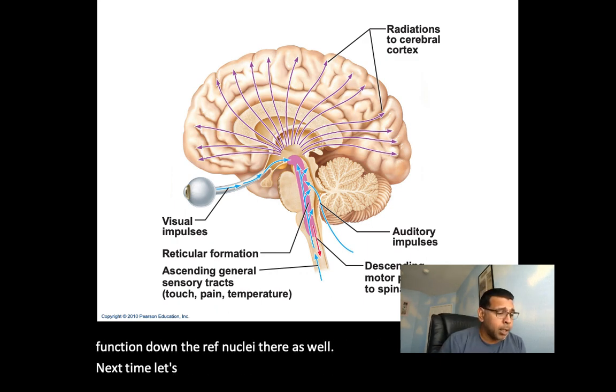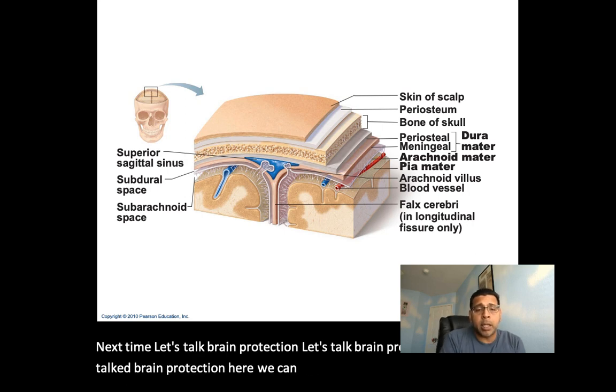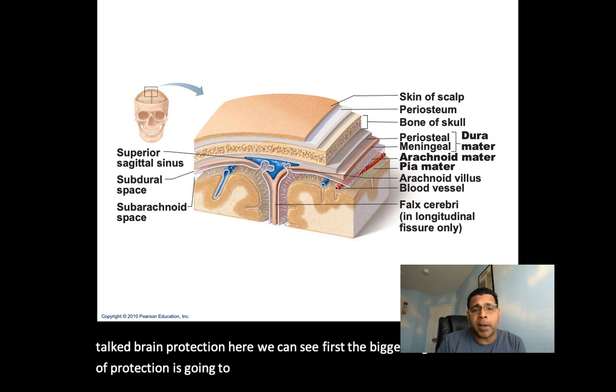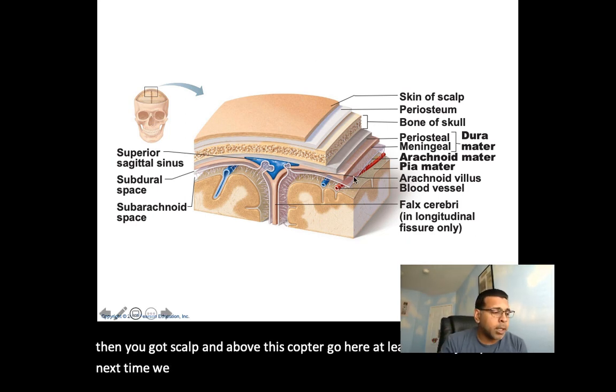Let's talk brain protection. So when we talk brain protection, first, the biggest significant source of protection is going to be the bone. Above the bone, you have the periosteum, then the scalp, and above the scalp you're going to have hair, at least for the majority of us. Next, we move down, and in here we're going to see the meninges.